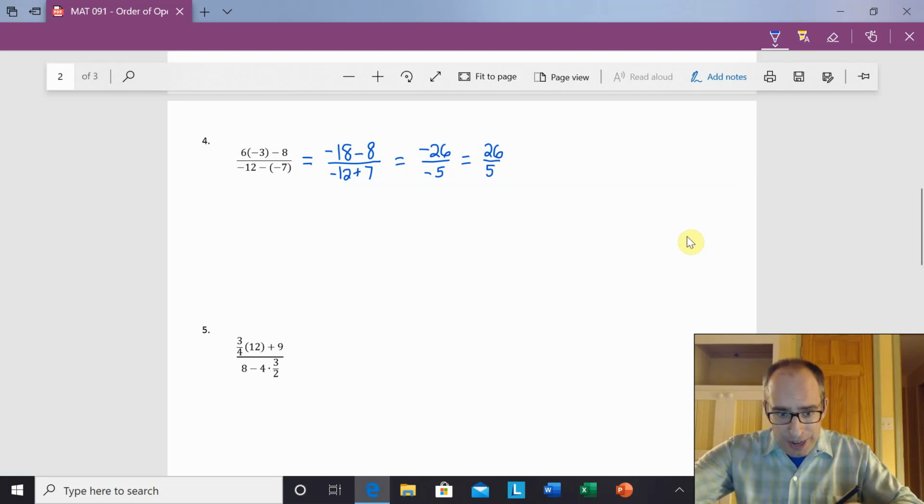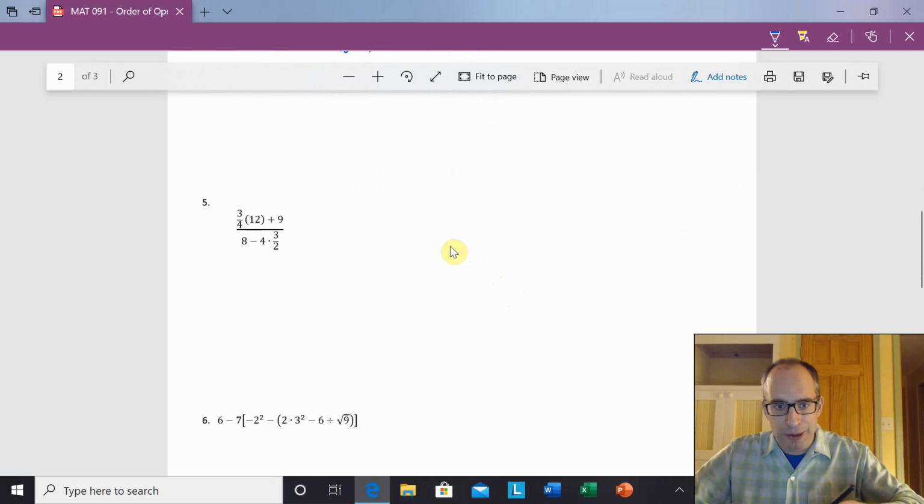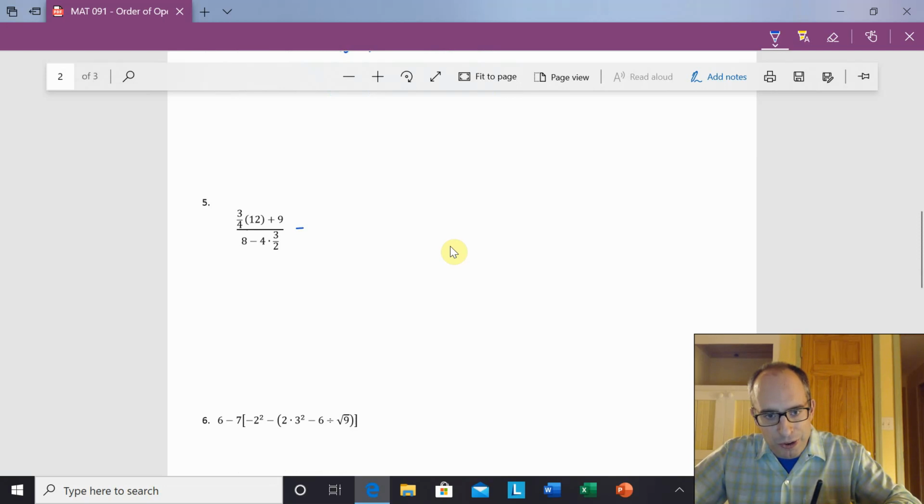All right, then going down here to number 5, I'll just scroll up a little. All right, so here, same kind of thing. The first thing in the numerator, you've got multiplication of the 3/4 and the 12, and then you've got addition right there. You've got to do the multiplication first. So 3/4 times 12 is 9 if you're used to doing that multiplication. If you're not, it would be 36 over 4, and then you can probably see that that's going to reduce to 9. But it would be that plus 9.